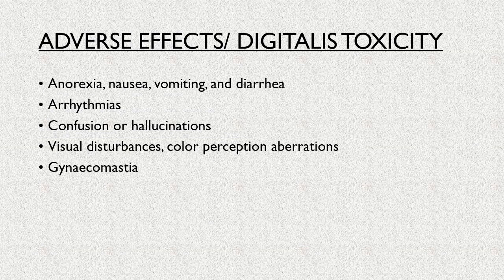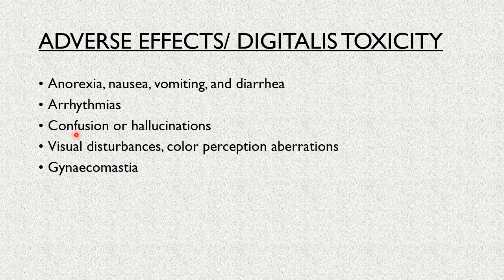Its adverse effects, these are very important. Usually the person presents with anorexia first. Anorexia is the loss of appetite, then nausea, vomiting, and diarrhea. Nausea and vomiting can occur due to its effect on the chemoreceptor trigger zone or due to its parasympathomimetic effect. It produces arrhythmias in toxic doses.